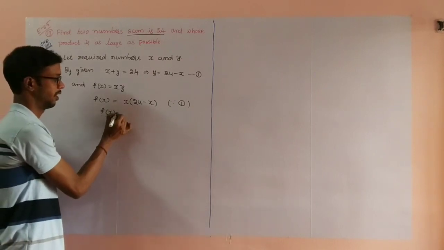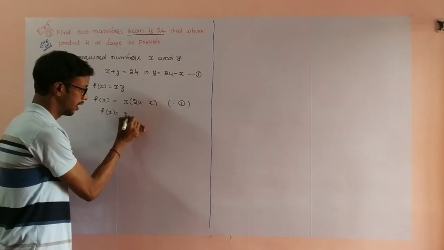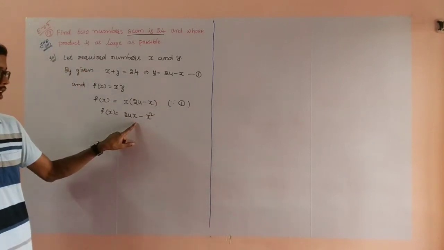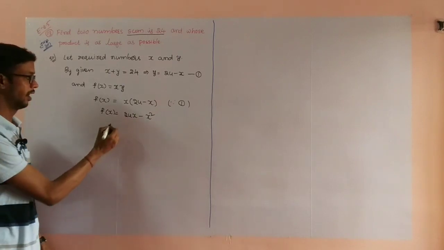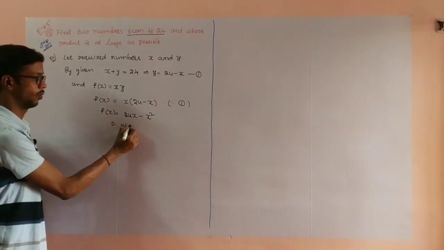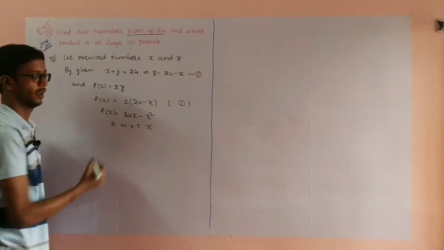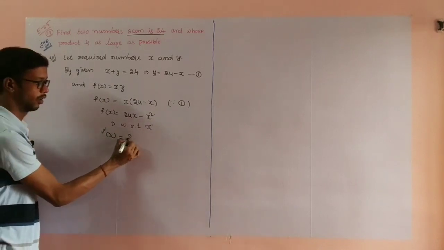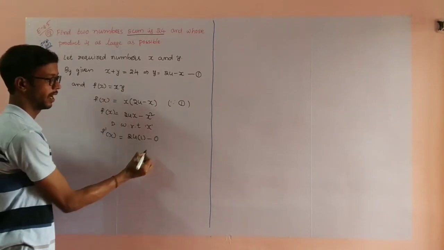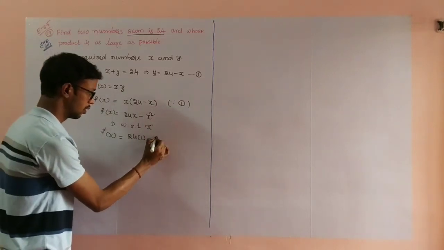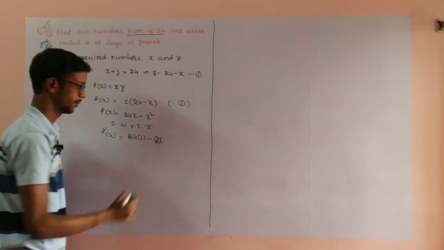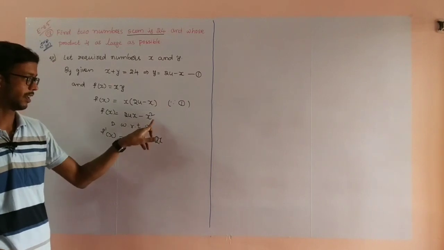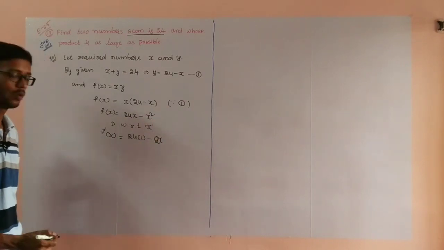Same way. First of all, simplify: it becomes 24x minus x square. Derivation with respect to x: f dash of x is equal to 24 into 1 minus 2 into x. 24 into 1 minus, x square derivation is 2x.